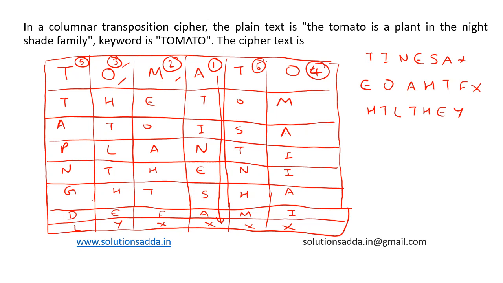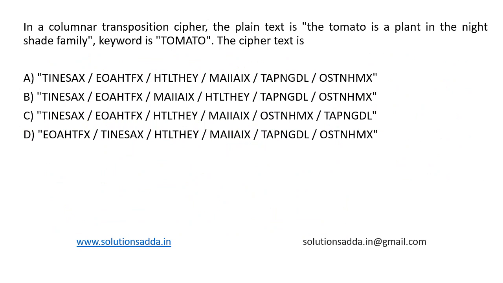The next one would be this one. That is 3 are over. Next one is 4. So this one. That is M A I I A I X. The next one would be the one which is 5. That is this. T A P N G D L. And the last one would be this one. It is O S T N H M X. And going by the options, we have option A, which follows this, and option A is the correct answer.